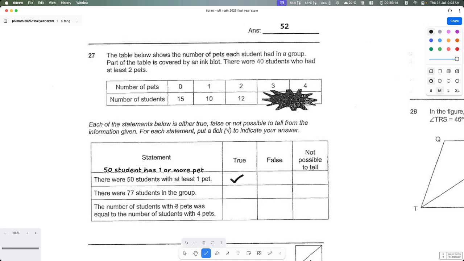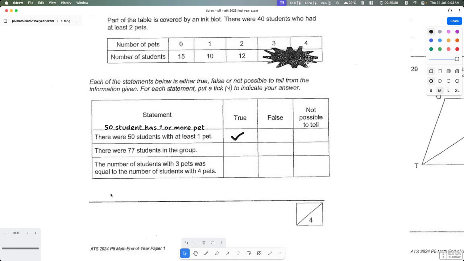Okay, next one. In this case, it says here there were 77 students. So we know that at least 40 students had 2 pads. So in a way, it's just 40 plus 10 plus 15. So total students is equal to 40 plus 10 plus 15, and this will give us 65. Sadly, this is false.